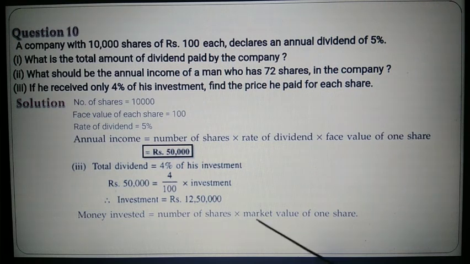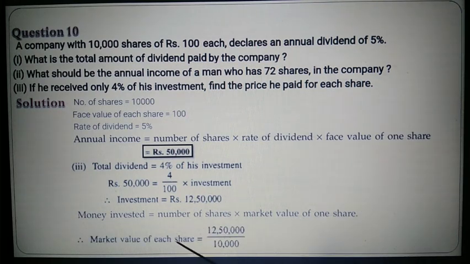Now the money invested formula is available with us, right? Our aim is to find the market value, as I said earlier. Money invested is this much, and number of shares is this much. So my market value is going to be money invested divided by number of shares. Do the cancellation and you'll get rupees 125. So your market value is rupees 125. So pause the video to note down.